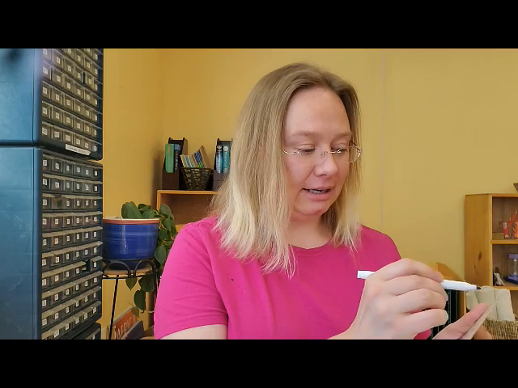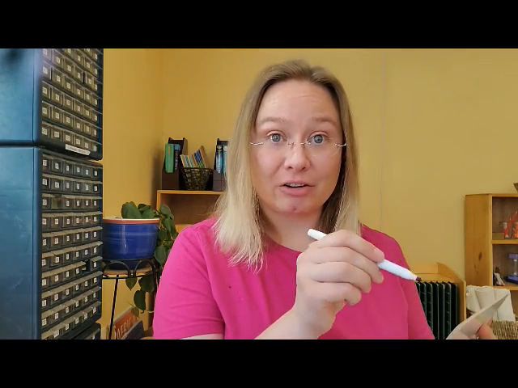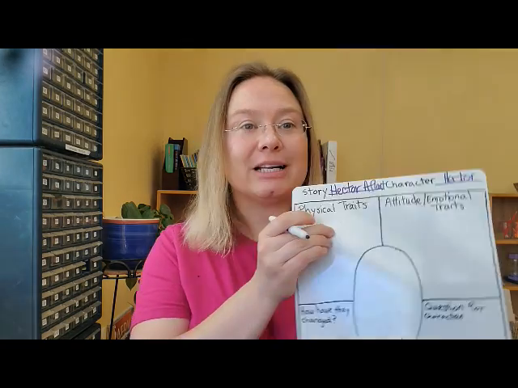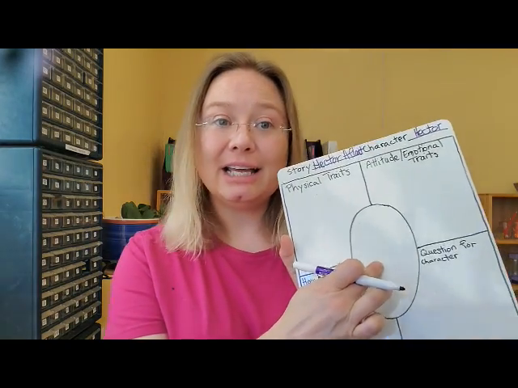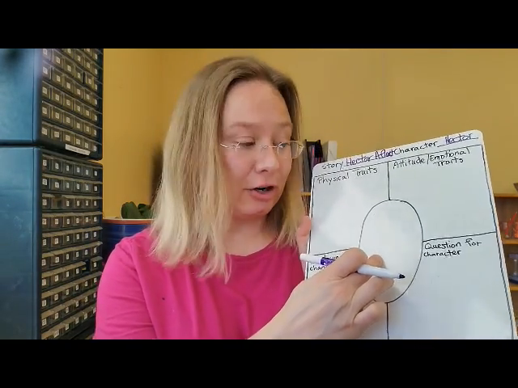So, at the top it says story and then your character. So Hector afloat. And the character I'm going to do is Hector. So I just added that to the top: Hector afloat and Hector. Now, the middle area is for a picture of your character.